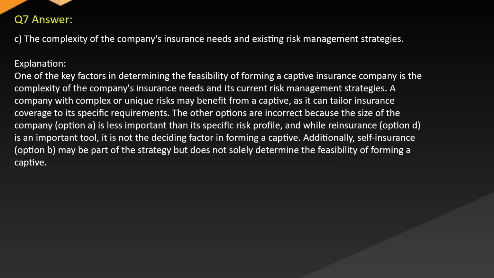Answer. C. The complexity of the company's insurance needs and existing risk management strategies. Explanation. One of the key factors in determining the feasibility of forming a captive insurance company is the complexity of the company's insurance needs and its current risk management strategies. A company with complex or unique risks may benefit from a captive as it can tailor insurance coverage to its specific requirements. The other options are incorrect because the size of the company, Option A, is less important than its specific risk profile, and while reinsurance, Option D, is an important tool, it is not the deciding factor in forming a captive. Additionally, self-insurance, Option B, may be part of the strategy but does not solely determine the feasibility of forming a captive.